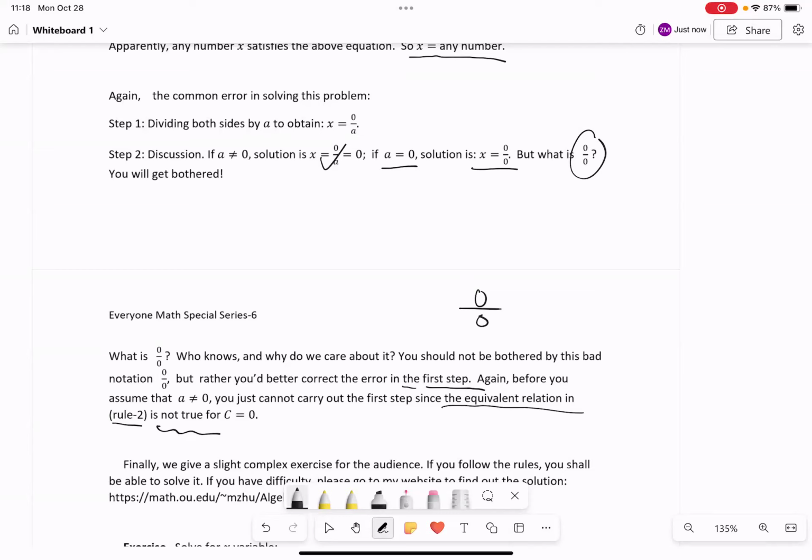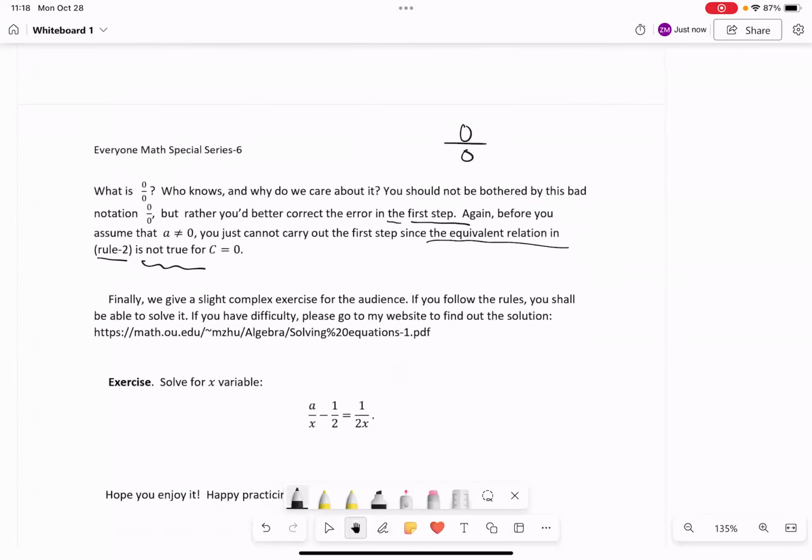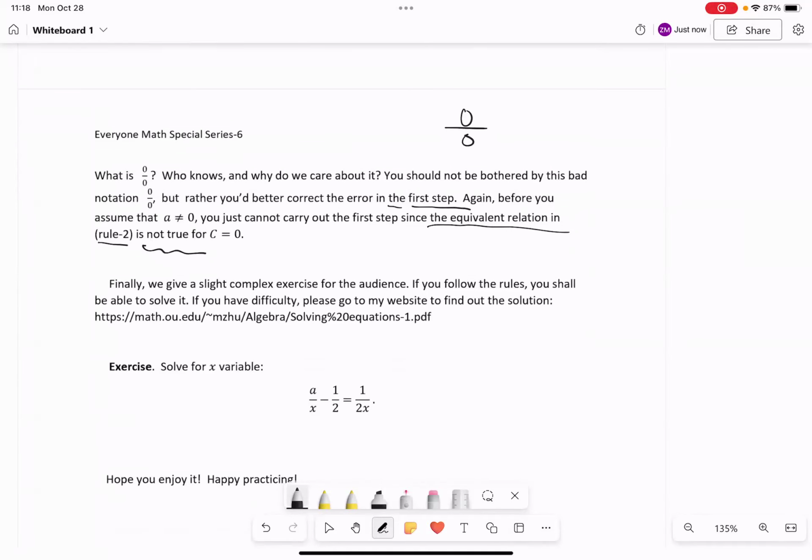We don't care. Finally, I give a slightly more complex example, an exercise for the audience. If you follow the rules step by step, you should be able to solve that. If you have difficulty solving that, you can go to my website. It's my website address. You can find the complete solution.